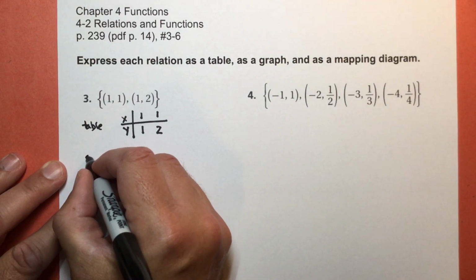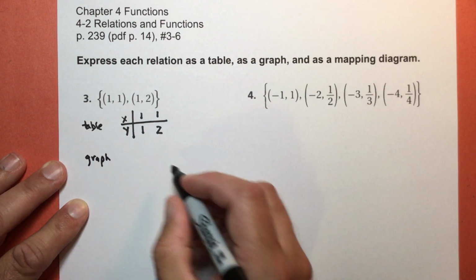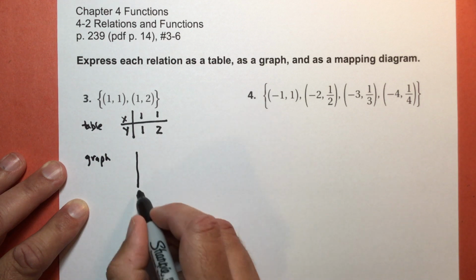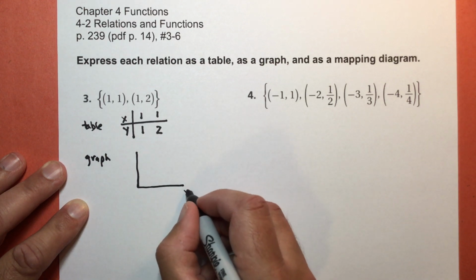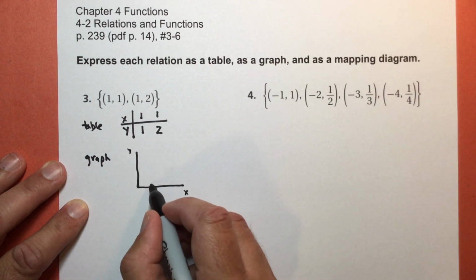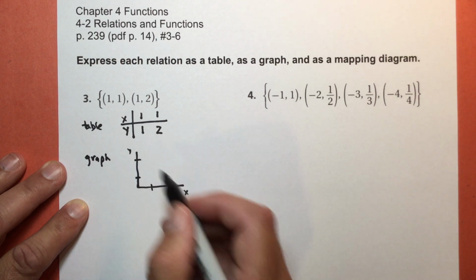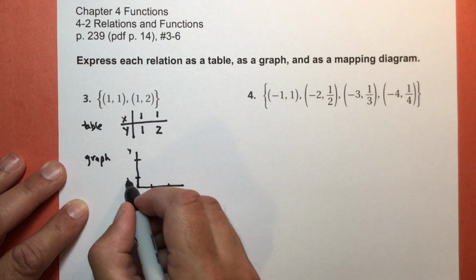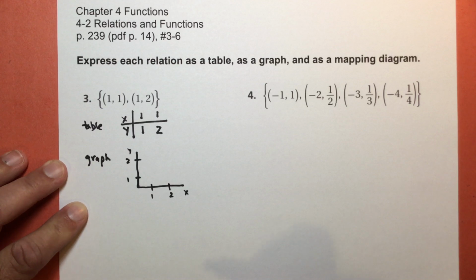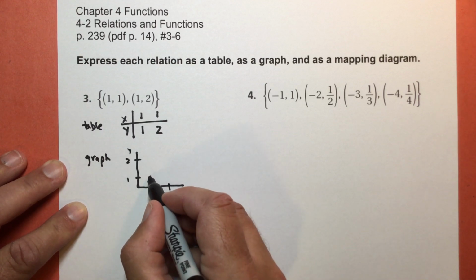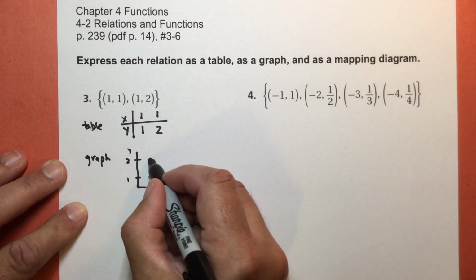For the graph, simple graph, this will be my x, this will be my y. So you got 1, 2, 1, 2. Thanks for picking small numbers for me. So 1 goes with 1, and 1 goes with 2.